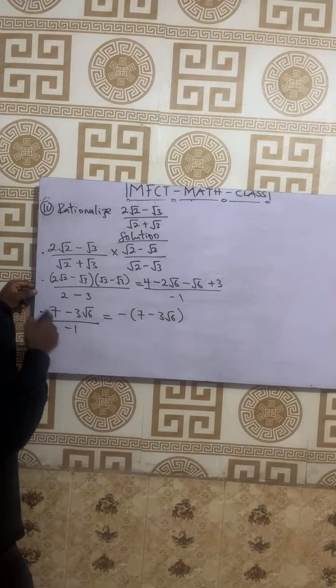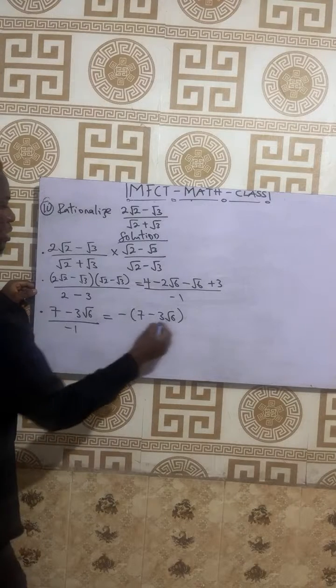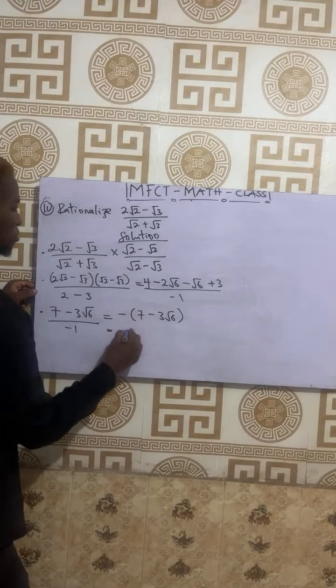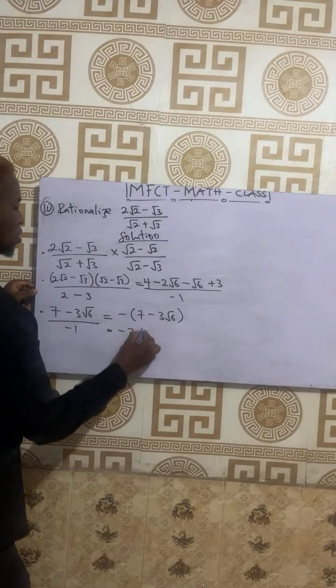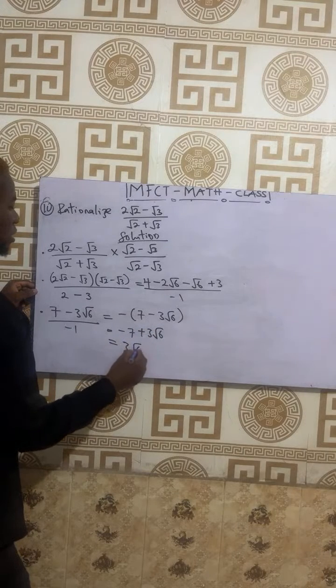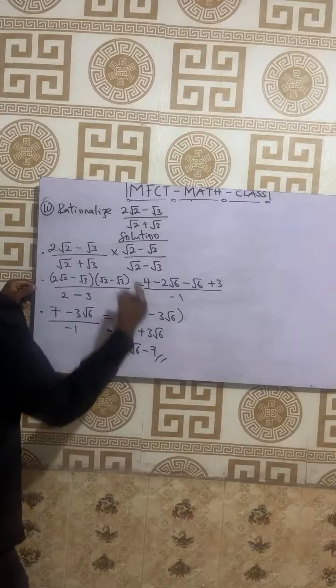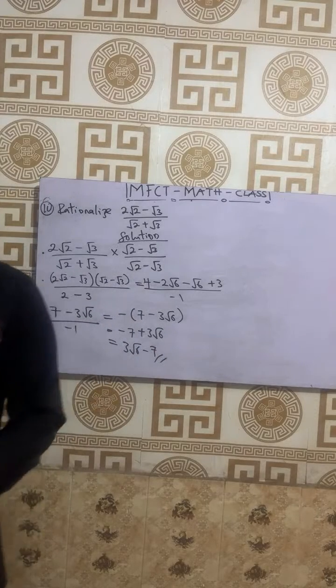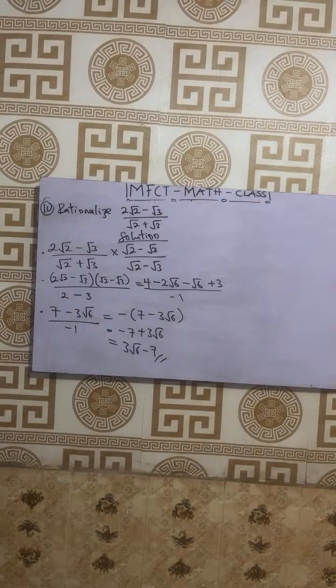You can bring this minus 1 upward like this. So this equals minus times 7, minus 7, minus times minus, plus 3 root 6. And I can also write this as 3 root 6 minus 7. That is the answer for this. So guys, let's move on to the next part of this question. Let's move on to polynomial. So now we are going to talk about polynomial.